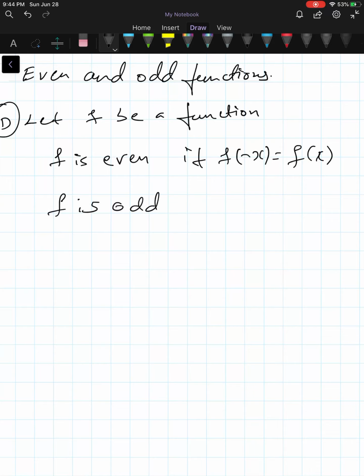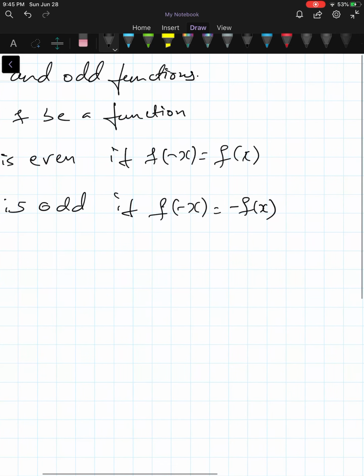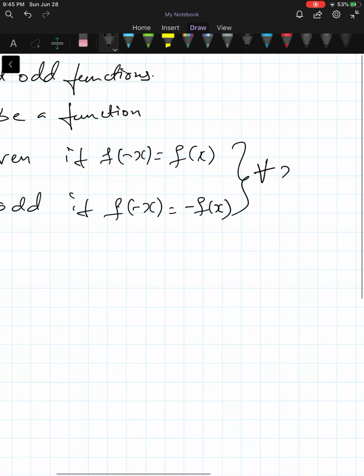So next, f is odd if f of negative x is equal to minus f of x. So this is for all x. These are true for all x in the domain of f.